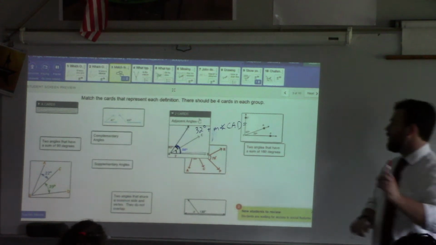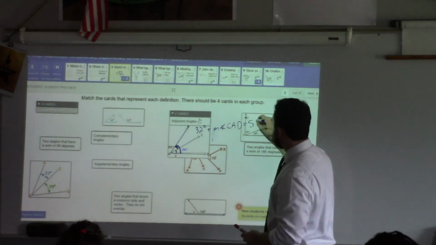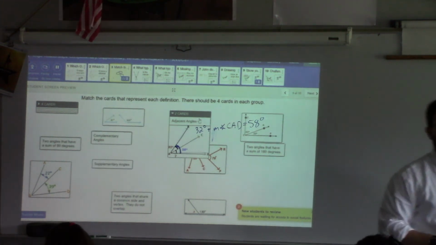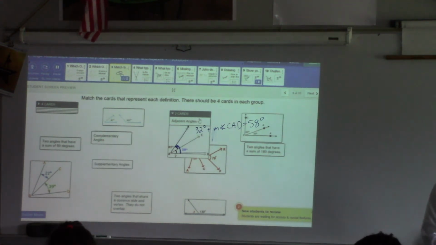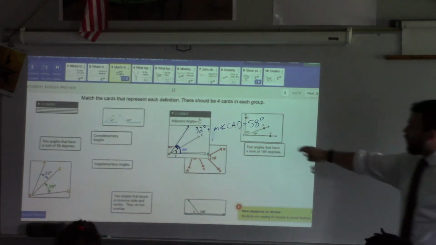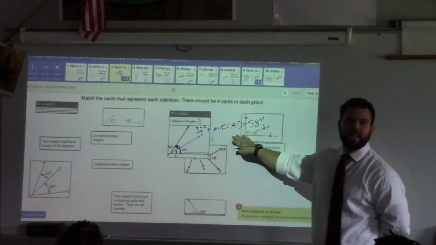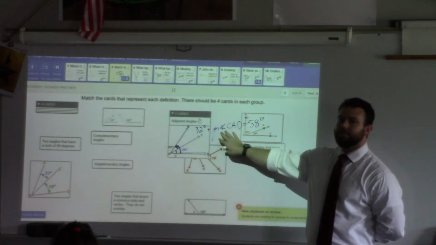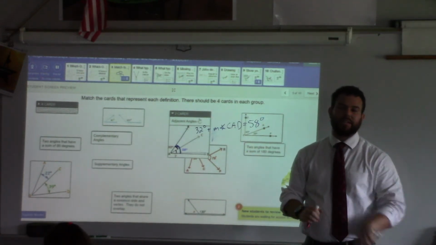58. Hey, does that look familiar at all? Have we studied anything like that? We learned how to solve equations last unit, right? This is one of the reasons why we learned how to solve equations, because what I want to do is find the measure of angle CAD. I know that adding those two angles, I get 58. What can I do to solve for the measure of angle CAD?